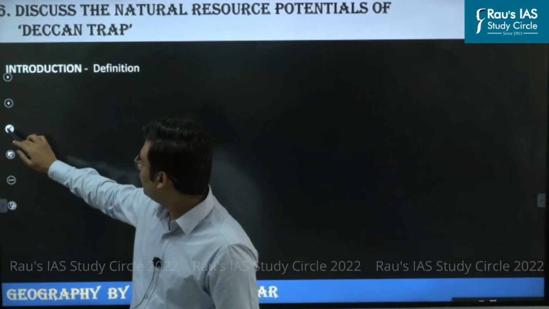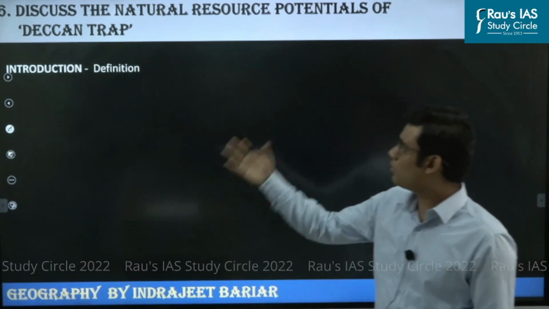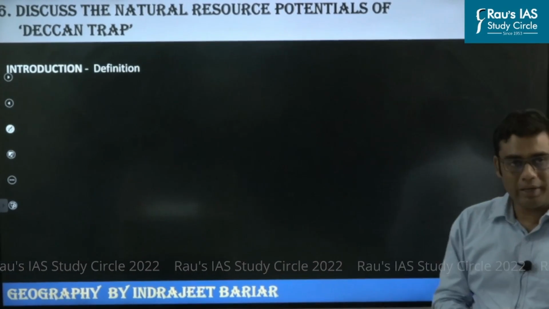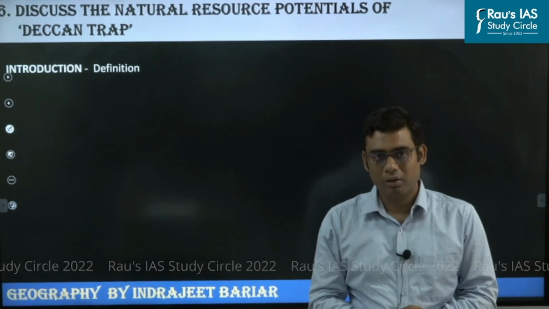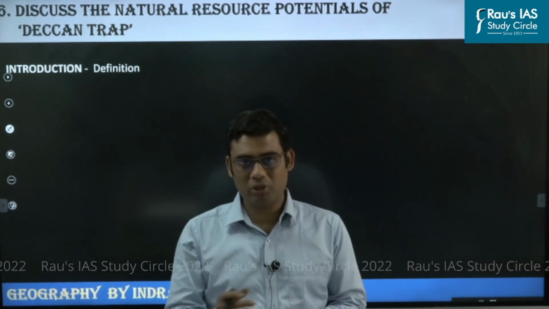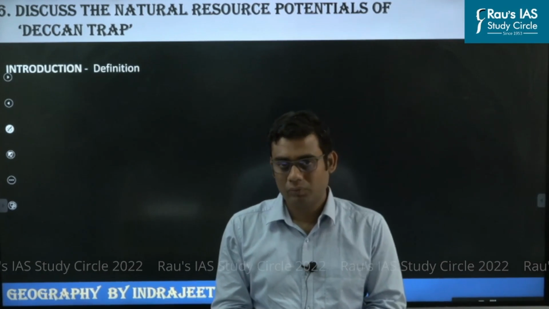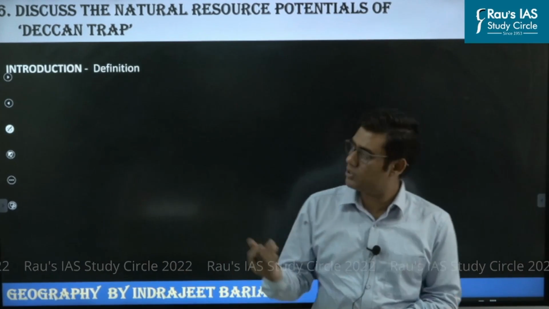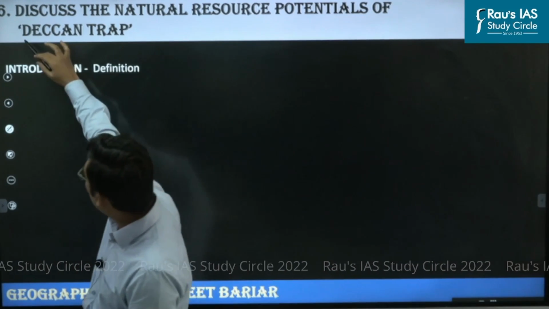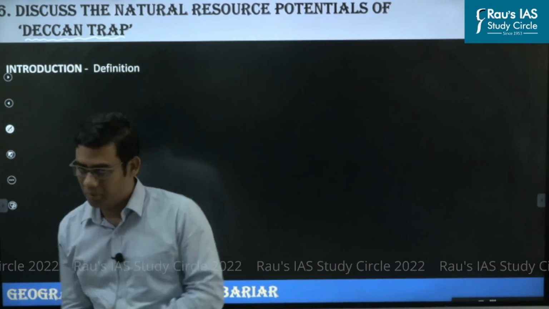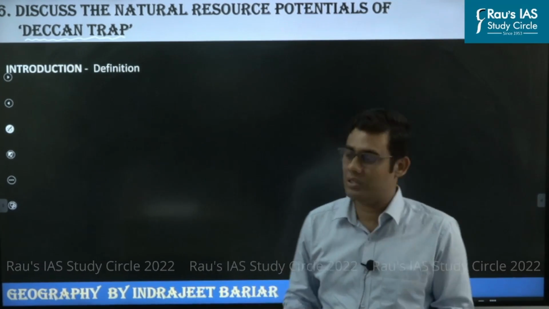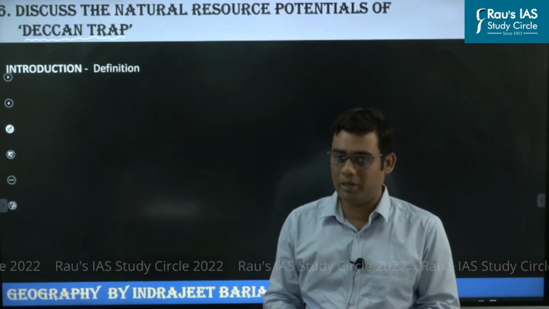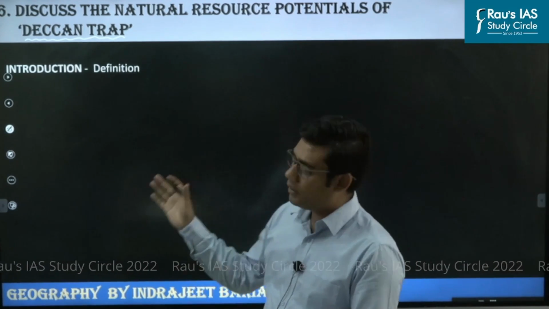After this, moving on to the third question, which was the 6th question in the paper: discuss the natural resource potential of Deccan Trap. Now, this would be economic geography, India. In this case, if we have to start the answer itself, the best way, because we have a term already present in the question, which is the indicative term, Deccan trap, I may probably start my answer with defining the Deccan trap itself.